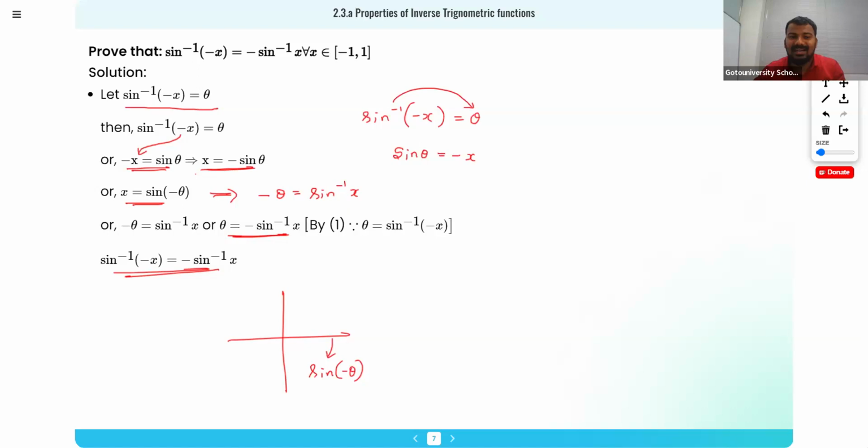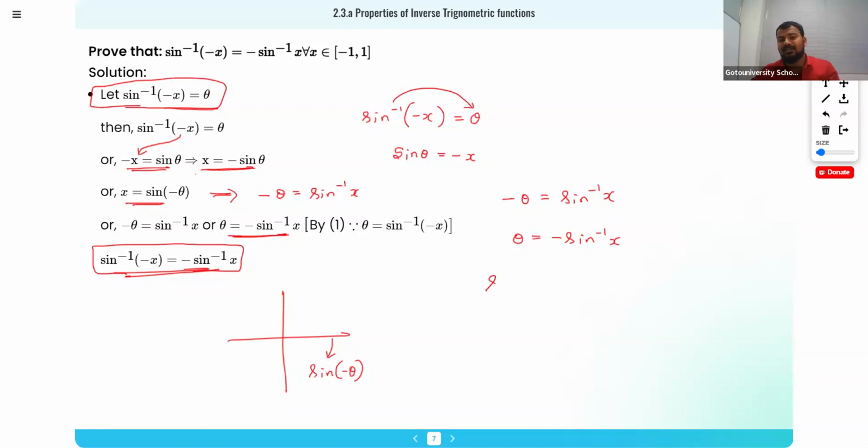Why? Because theta is nothing but sine inverse of minus x here. So you got negative theta is equal to sine inverse x. What is theta here? Sine inverse of minus x. So you take theta over to the other side, theta is equal to negative sine inverse x, isn't it? What is the theta you have taken? You have taken sine inverse of minus x. You write down sine inverse of minus x is equal to minus sine inverse x. This is your final answer. Done with it, isn't it?